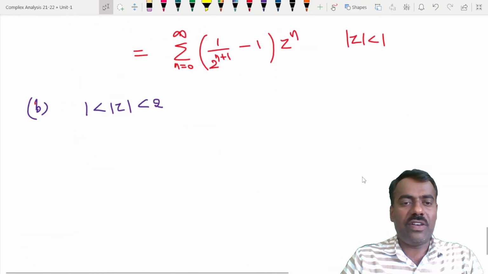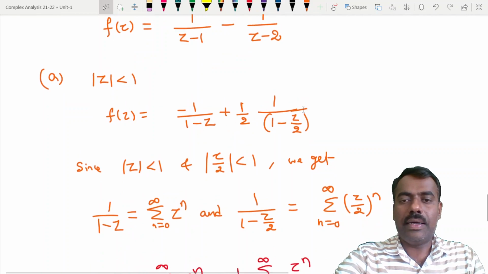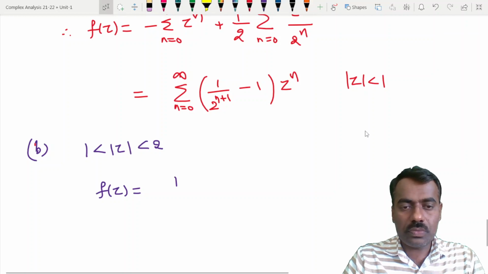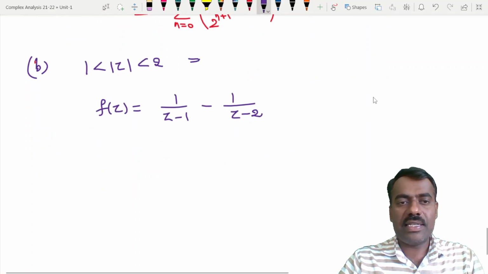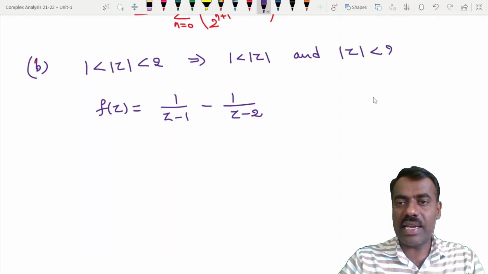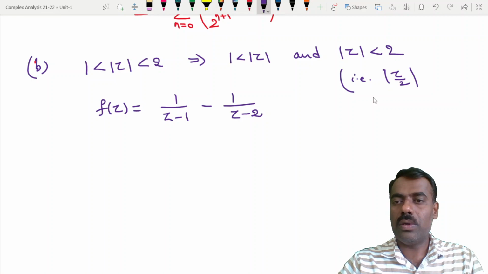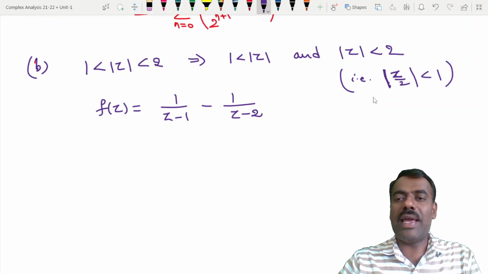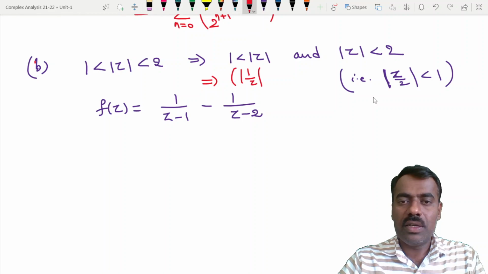So here again our f of z is 1 by z minus 1 minus 1 by z minus 2. This is our f of z. Now how can we write it here? This implies our mod z is greater than 1 and also mod z is less than 2. So this is no problem, I can bring it here; that means mod z by 2 is less than 1. So wherever I have something like 1 minus z by 2, I can apply that result, right? Now what about here? Here it is not mod z minus 1, so this I can simplify as 1 by z, which will be less than 1.